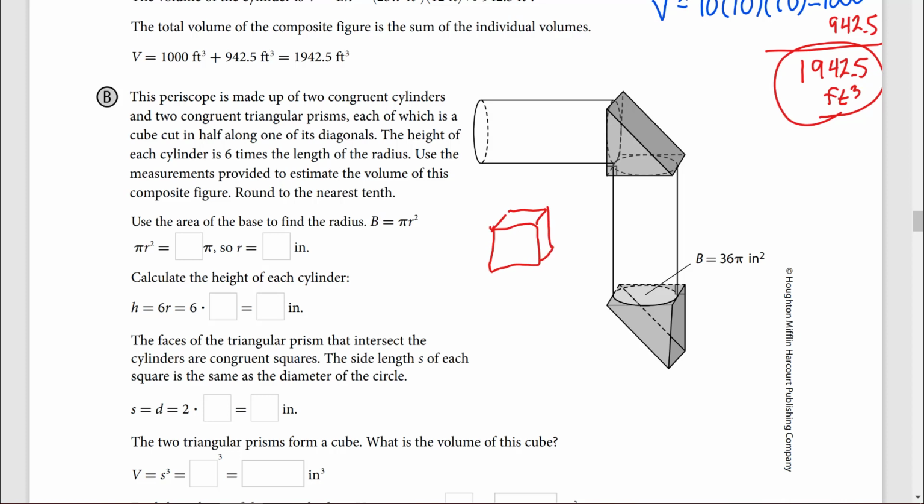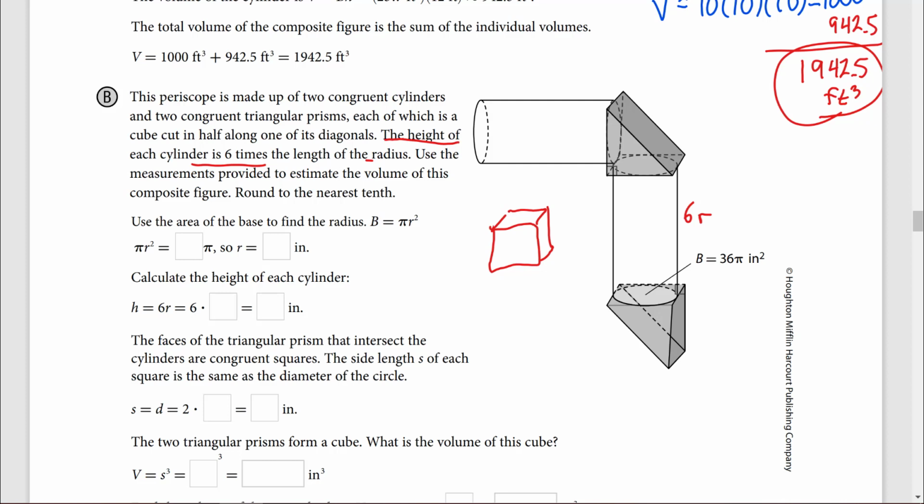And let's see what information they gave us. The height of each cylinder is 6 times the length of the radius. So this is 6 times the radius. Can we estimate the volume? Well, they gave us the area of the base. So the only thing we're going to need to figure out is the radius, from what I can tell. Let's start with the cylinders on this one.